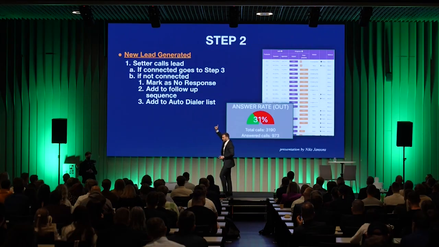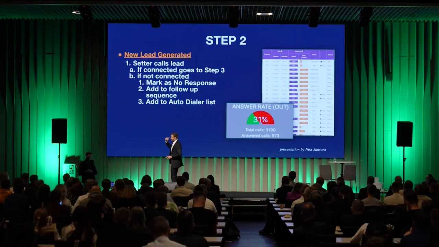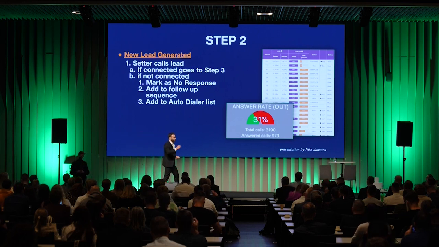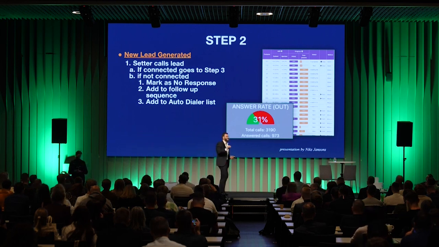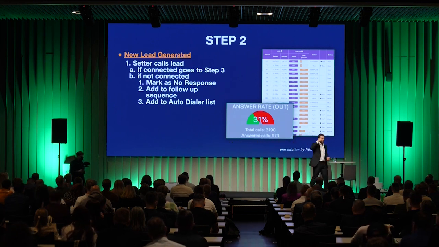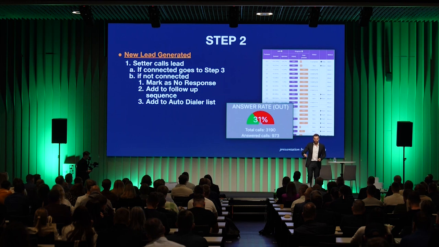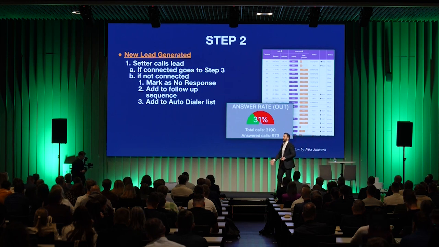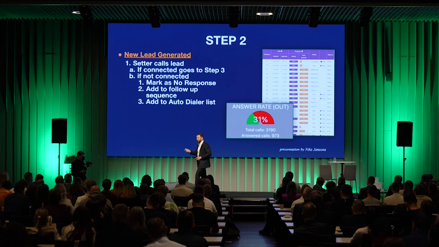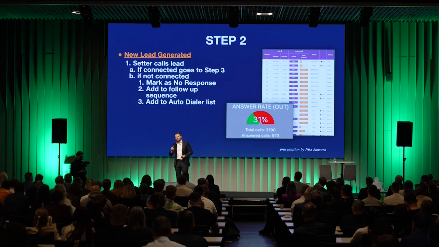That's step number 1. Step number 2, the setter is calling the leads, okay? If the setter connects with the lead, we go to step number 3. If the setter does not connect with the lead, we actually do a triple dial, which means we call that lead 3 times in a row. I call you, you don't pick up the phone, I call you again, you don't pick up, I call you again, okay? Then we mark this lead as did not respond, and we add follow-up sequences to this lead specifically.